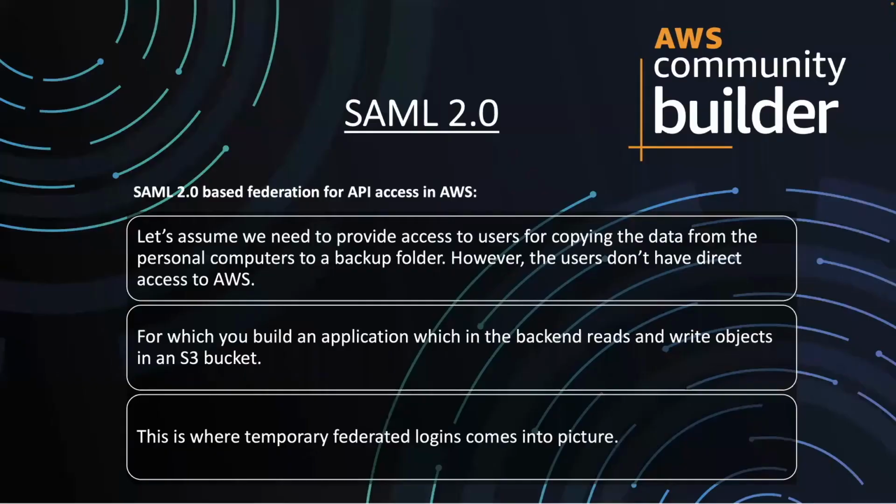So let's assume we need to provide access to users for copying the data from their personal computers to a backup folder. However, the users don't have direct access to AWS, for which you build an application in the backend, which reads and writes objects in an S3 bucket. This is where temporary federated logins come into the picture.